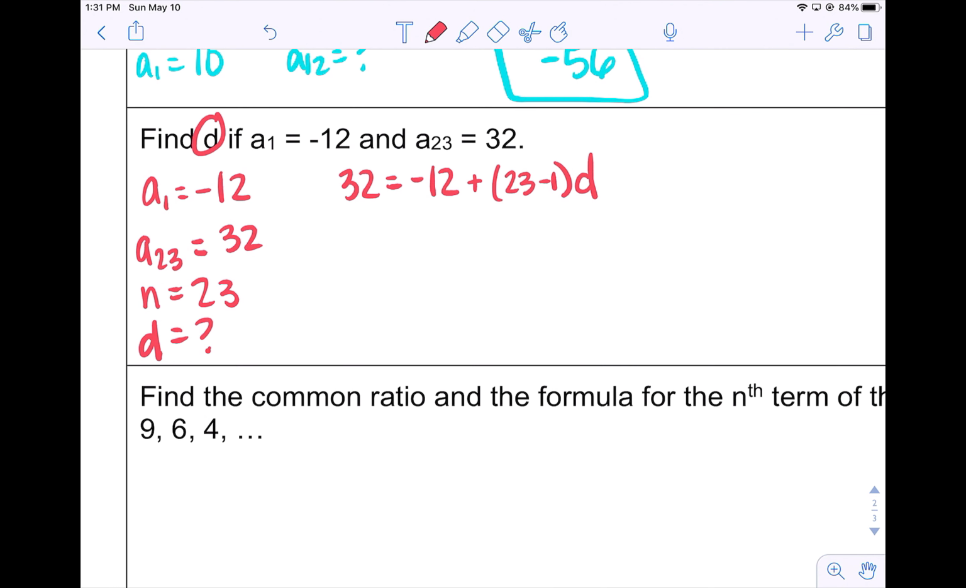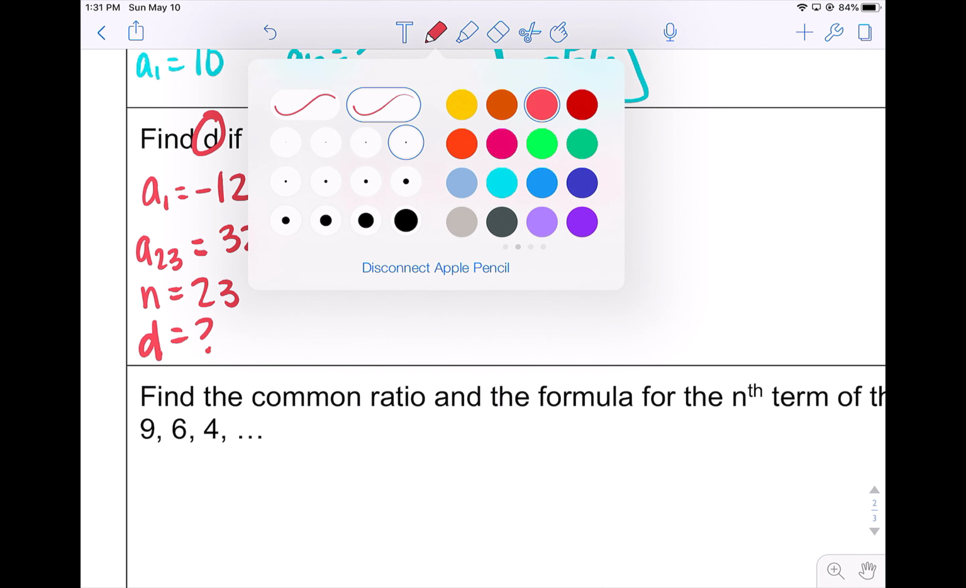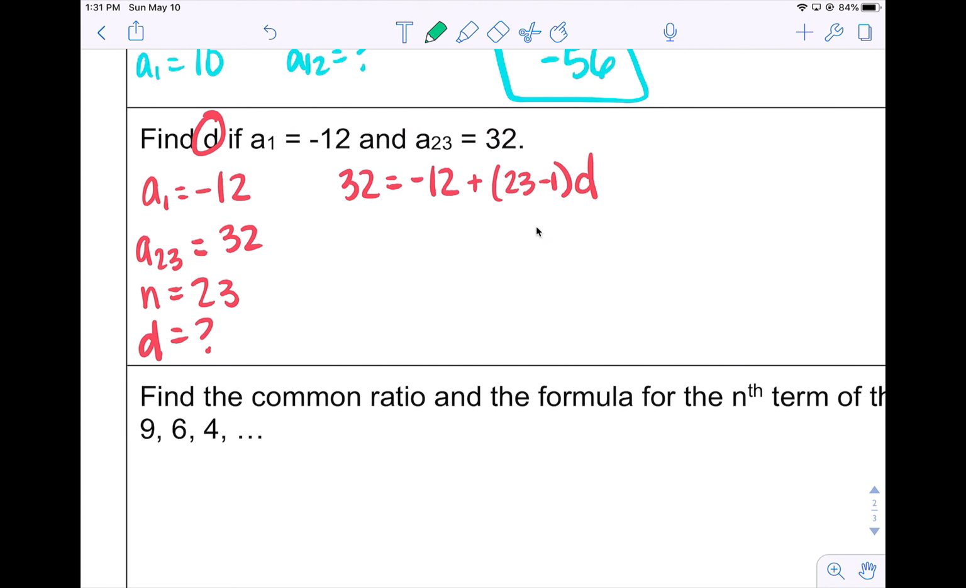Also, they said d for difference instead of r for ratio, which is why I automatically hopped to this formula. If it said find r, then I would need a geometric formula. Okay. So I'm going to do some rearranging. So 23 minus 1 is 22. Move the 12. So 44 equals 22 times d. And then divide by 22. So my common difference for this problem is going to be 2.